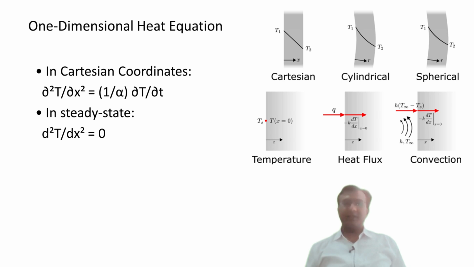However, in steady-state condition, where the temperature doesn't change with time, the equation simplifies to an ordinary differential equation, which is given by d²T/dx² = 0. This means the temperature profile is linear and the second derivative of temperature with respect to position is 0. For example, in a wall with one side at a temperature T1 and the other side at a temperature T2, the temperature varies linearly between them.